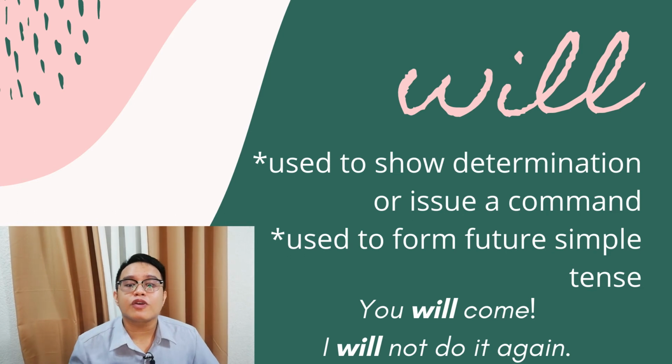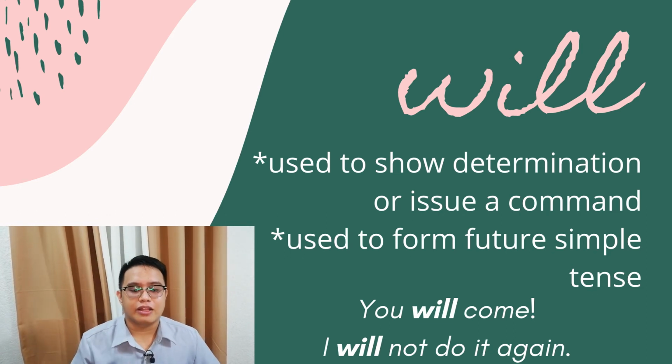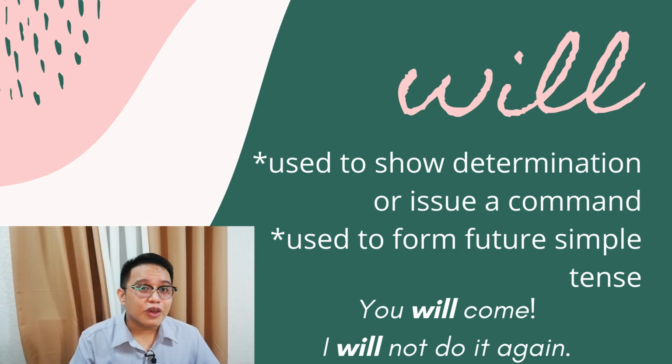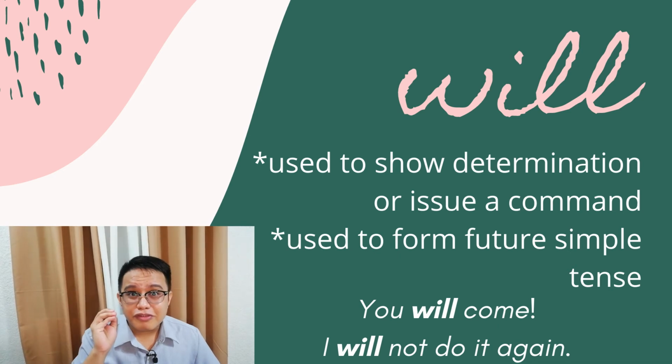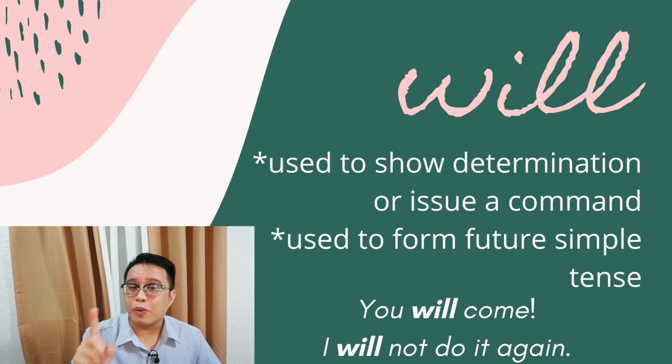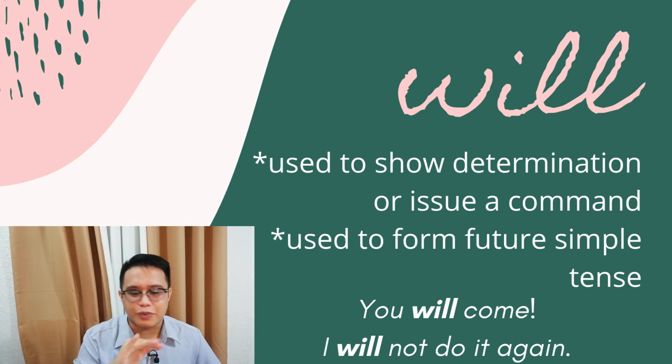And it is used to form the future simple tense. Kauban sa shall. And remember kanus-a ato gamiton ang shall ug ang will? We use shall if I, di ba? And will for all the other pronouns.